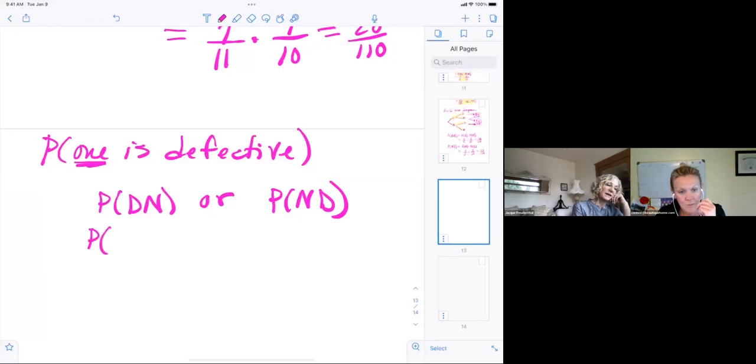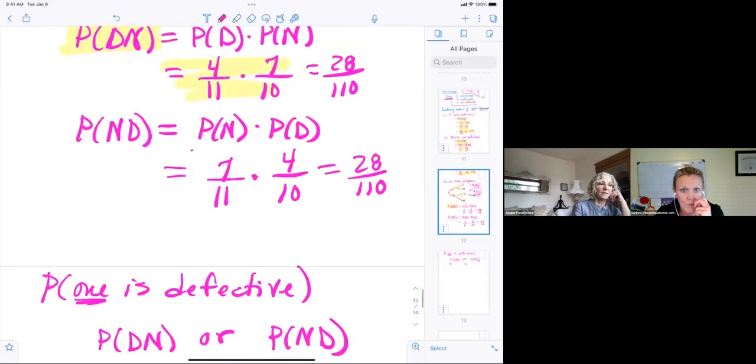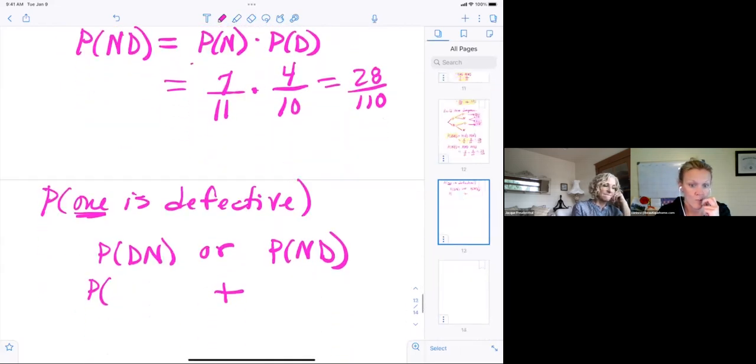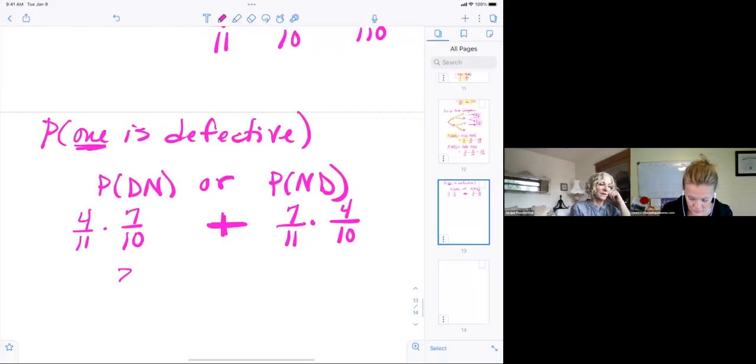So the probability, okay, we just did that up here. The probability of defective, not defective. Write that down. So 4 out of 11 times 7 out of 10, or out of the 11, 7 are not defective, and then 4 out of 10 for the defective. So we get 28 out of 110, or again, 28 out of 110.